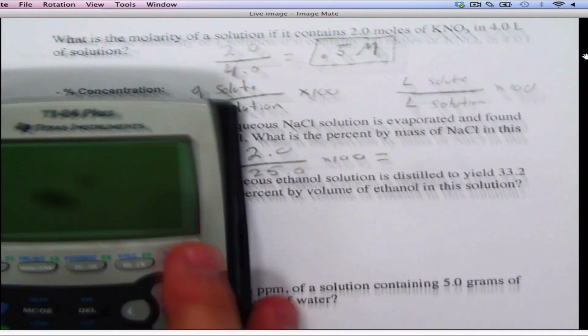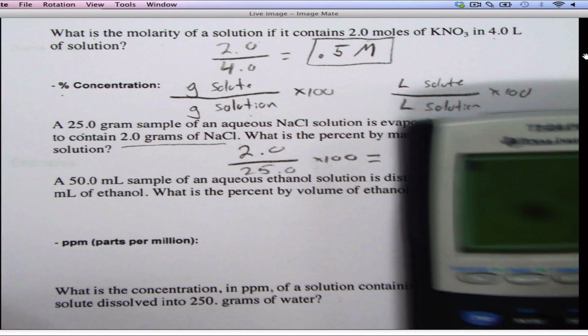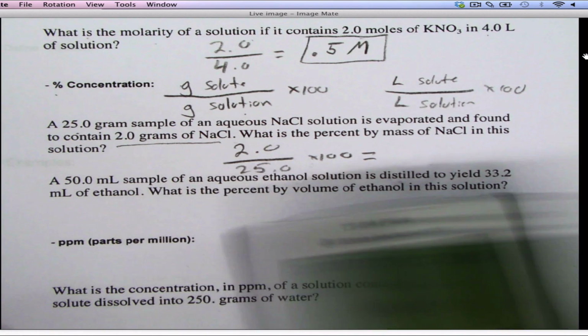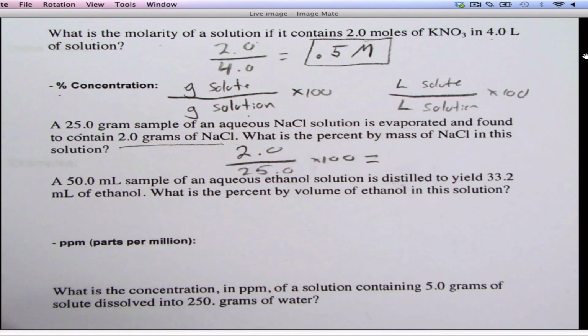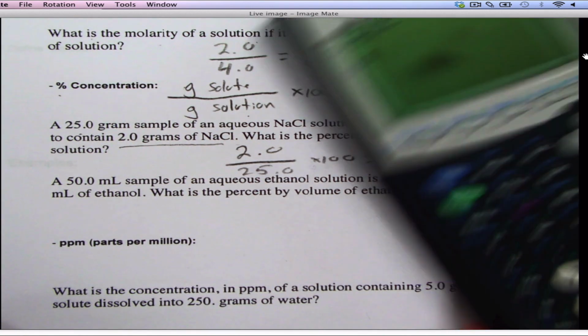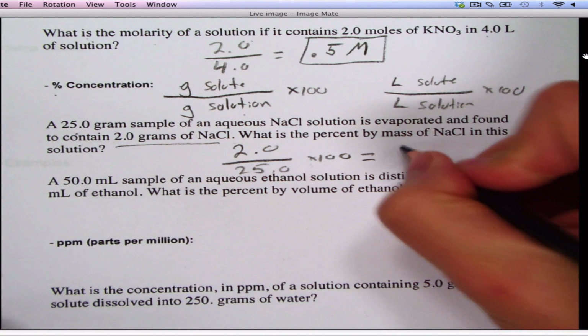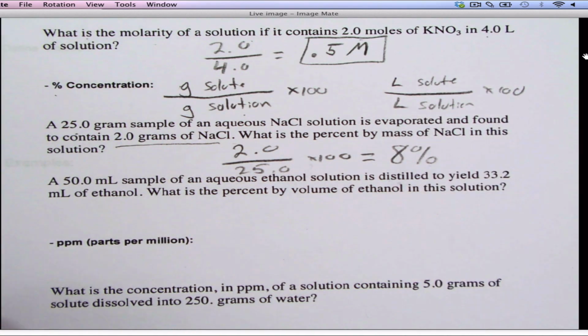So here's my calculator. Then it goes 2 divided by 25. Then times that by 100, and you get 8%. So I have an 8% concentration.